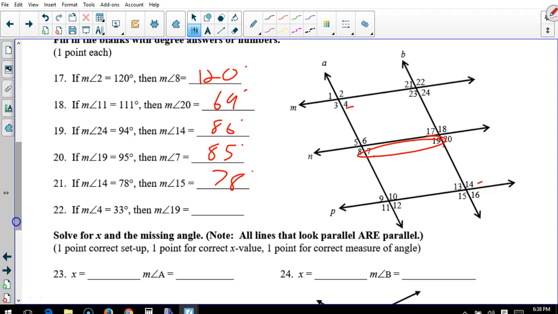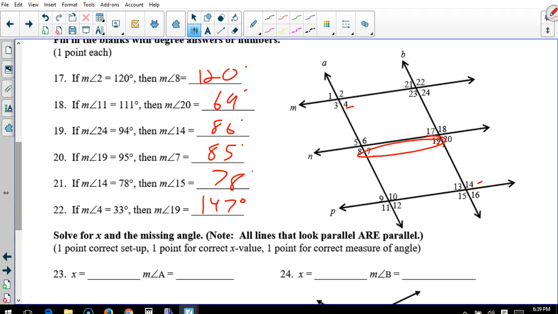Angle 4 is 33 degrees. Angle 19, which is over here, okay, well, angle 4 and angle 6 are supplementary. 6 and 19 are equal, which means 4 and 19 are supplementary. So 180 minus 33 is 147.